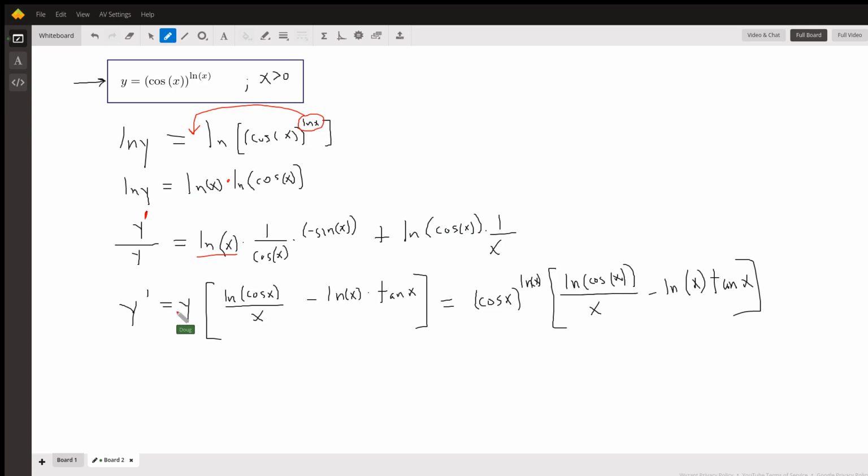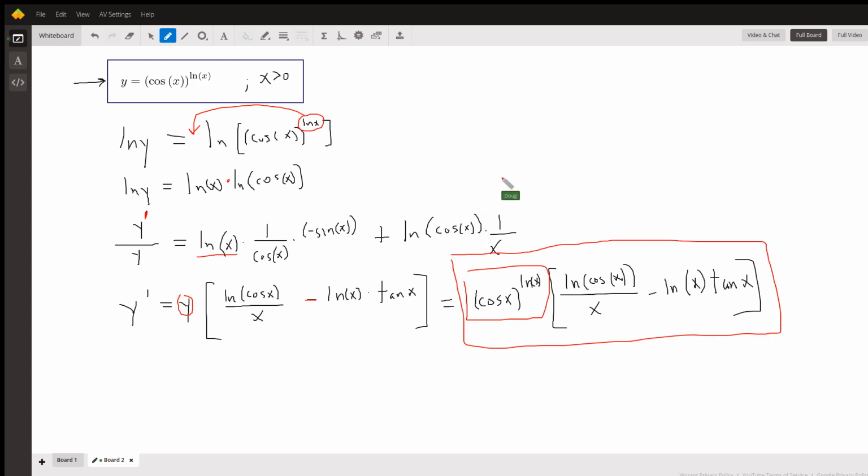So here I've multiplied both sides by y. I simplified negative sine x over cosine to tangent, and I reordered the terms so the term with the minus sign came second. And here I replaced y with cosine of x to the ln of x power. So this is your formula for the derivative right there. Okay, there you go. Hope that helped.